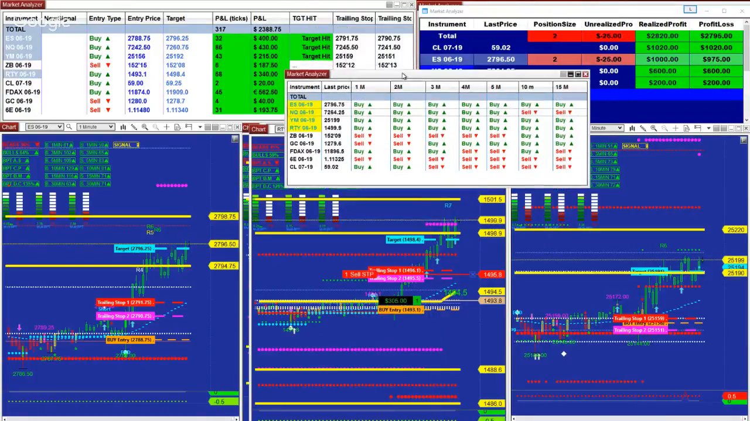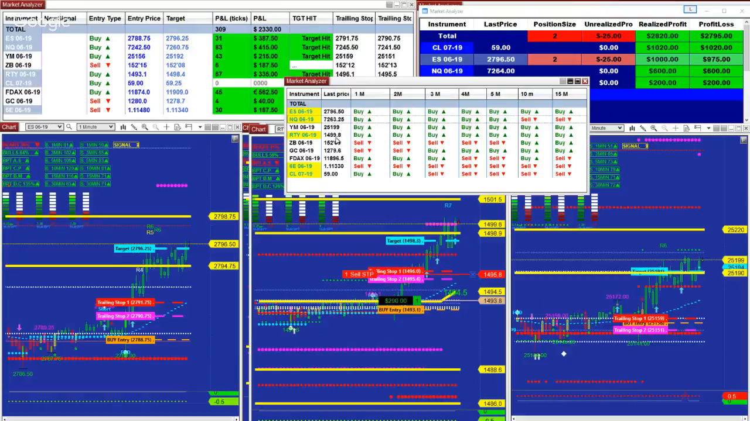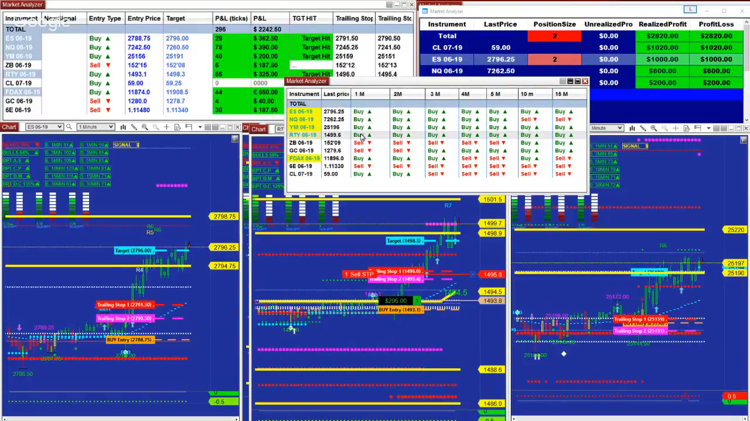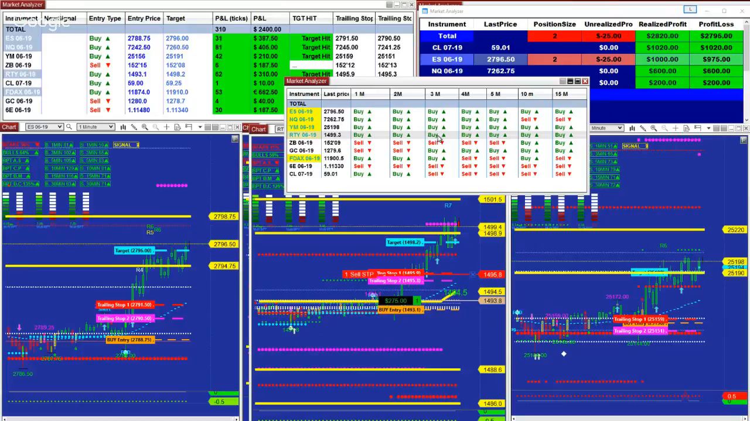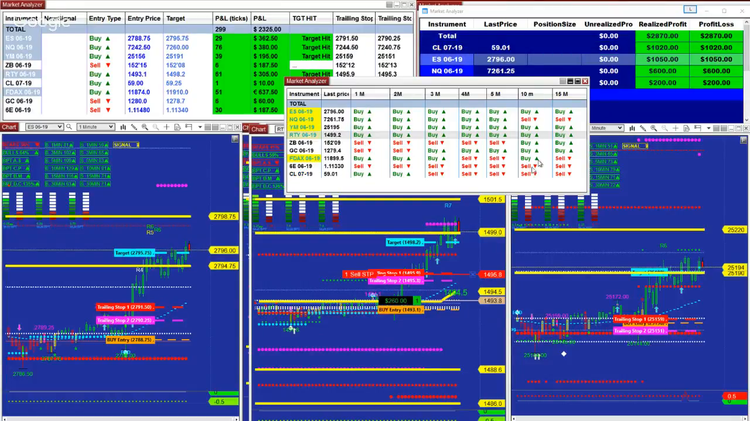So this is also a very good alternative if you don't know how to read the charts. We can see the Russell is a buy on the 3 minutes, a buy on the 4 minutes, a buy direction, and on the 5 minutes is a buy, and on the 10 and the 15 it is nothing, but it is telling me this is here.